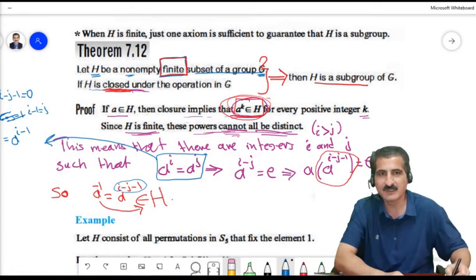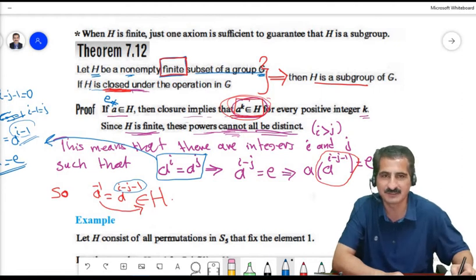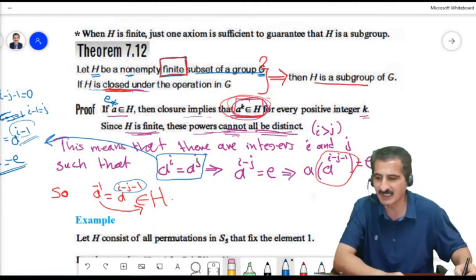Now we are in a group, so do the cancellation law, cancel these copies, this number of copies, so a equals the identity. But we assumed here that the element we chose was different from the identity. So we cannot have this be zero. This for sure does not equal zero, and so it is fine. We have no problem. Then the inverse is in H and then we are done.